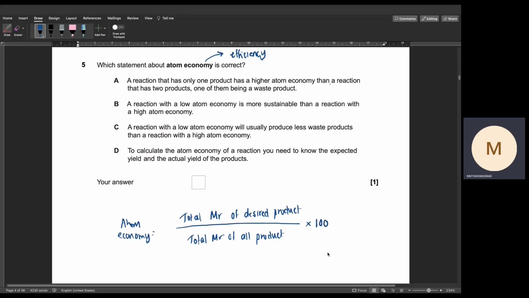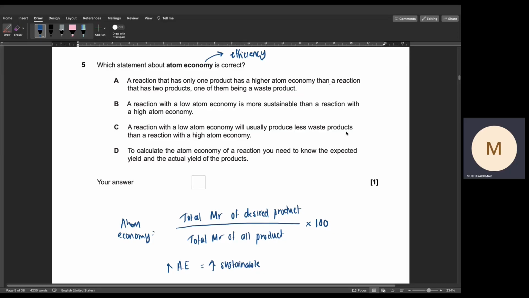The higher the atom economy (AE), the more sustainable that process is, and the fewer waste products you are making. So you are aiming for a high atom economy. A business, for economic reasons, will opt for a process which has a high atom economy because that leads to less waste. More of their products are the desired products, which is favorable.